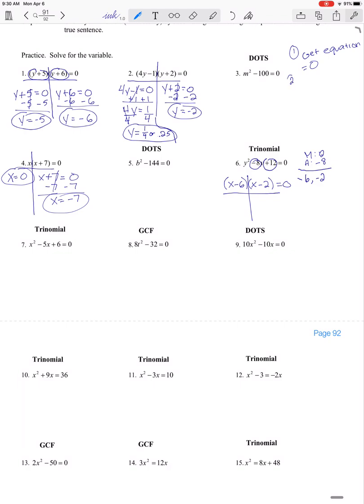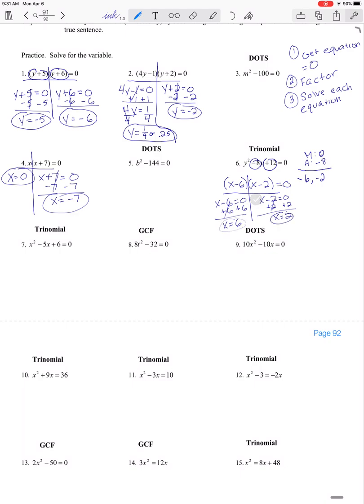So step 2 is factor. And step 3, we're just going to solve each equation. So x minus 6 equals 0. So add 6 on both sides. So x equals 6. And we have x minus 2 equals 0. We're going to add 2 on both sides. So x equals 2. So your answers are x equals 2 and x equals 6.